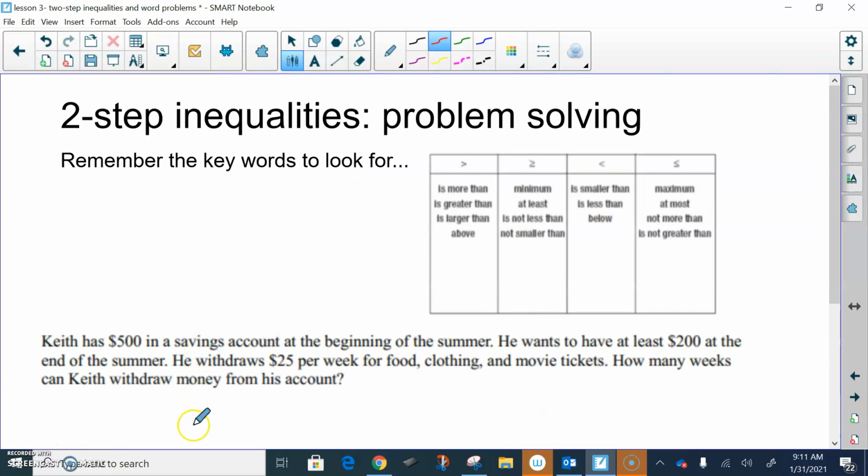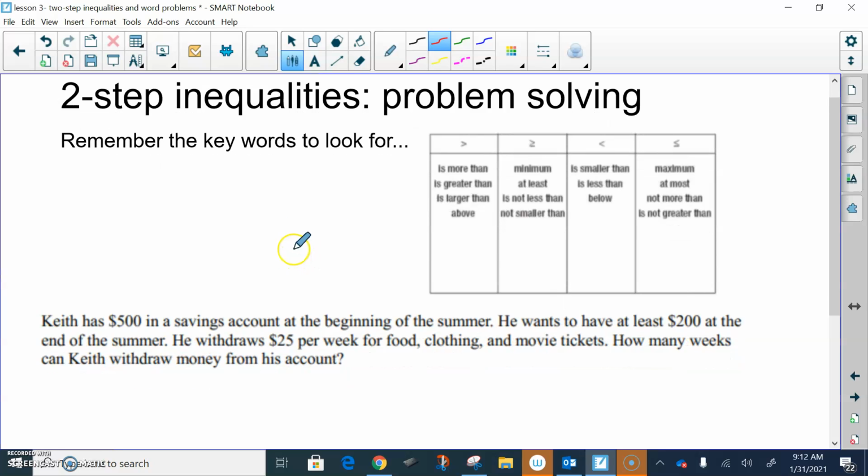Let's try a couple word problems with two-step inequalities. And don't forget about the little keys that we look for. If they say something like is not less than, that means it's greater than or equal to. Okay, equal to is okay, as long as it's not less than. If they say something like not more than, that means it has to be less than or it can be equal to. So look for those keywords. Let's try the first one.